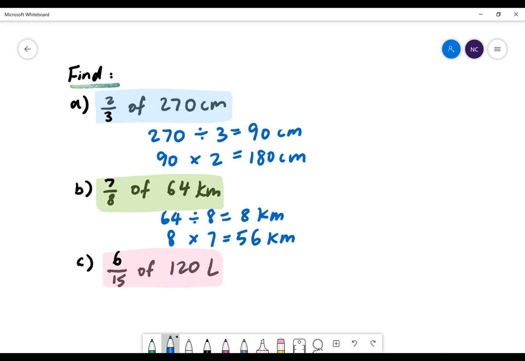And in our last example, we have 6/15 of 120 liters. Take 120 divided by 15, which will give us 8 liters. Take the 8 liters and multiply by the numerator, which is 6. So we are left with 48 liters.